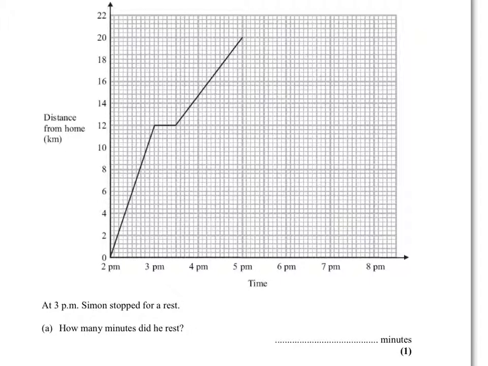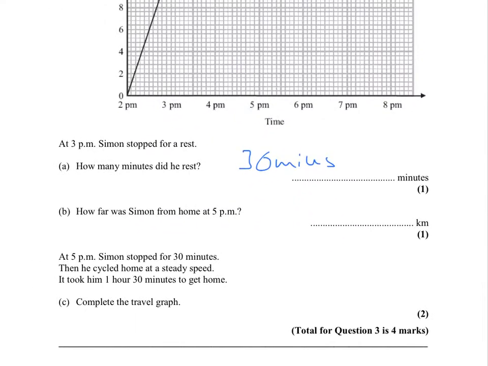So let's have a look at this graph. Here we are, start at 2 p.m. and then we travel for a while. And that point there, look, if you look at 3 p.m, it goes up to there where the graph goes horizontal. So that flat bit is his rest, and that lasts from 3 o'clock to this point here, and that's exactly halfway between 3 and 4. So how long did he rest? Well, that's halfway between 3 o'clock and 4 o'clock. That's half an hour, so that is 30 minutes.